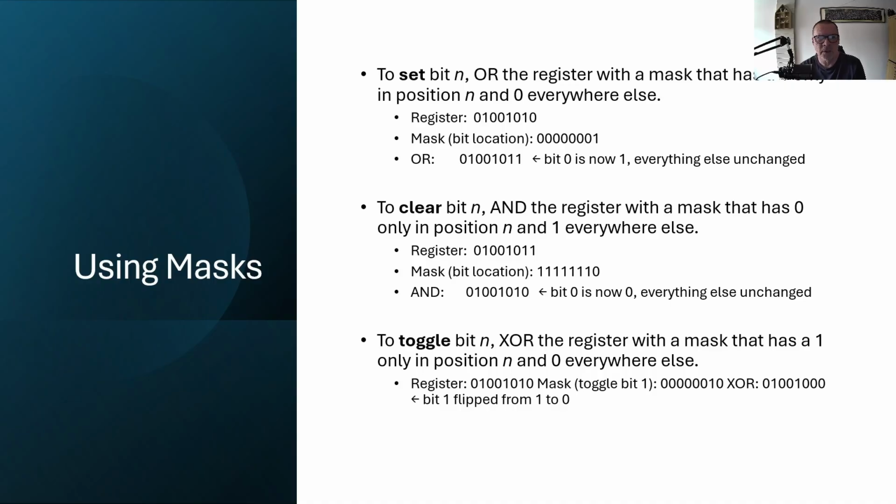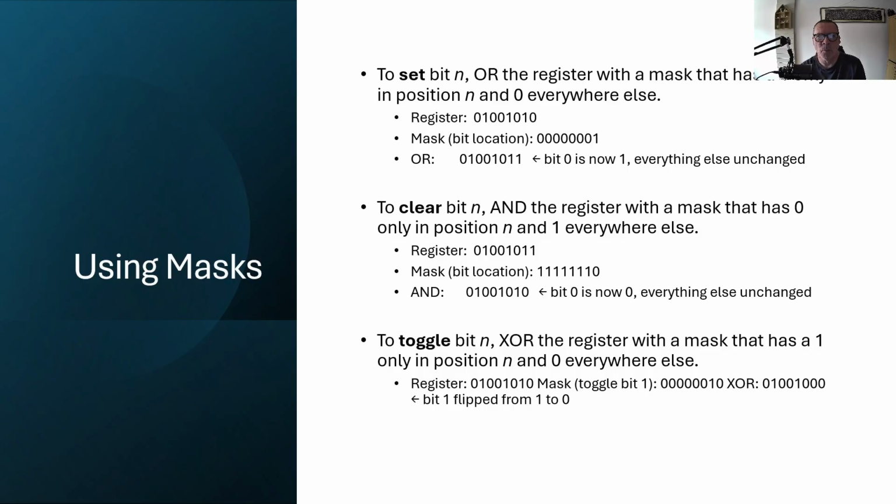In a similar way, we can set or clear bits. To set a bit N, we use an OR operation with a mask that has a 1 only in that position and 0 everywhere else. So in order to set it, we want to leave everything else alone. We put 0 everywhere else, so we're not going to have any effect on anything else. If it was 1, it will stay 1. If it was 0, it will stay 0, because 1 OR 0 is just 1, and 0 OR 0 is just 0, so it still stays the same.